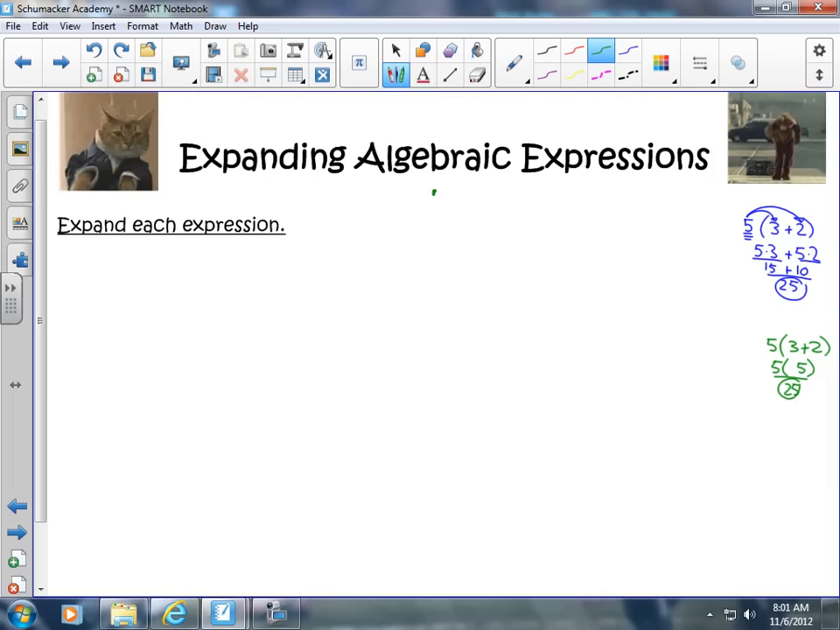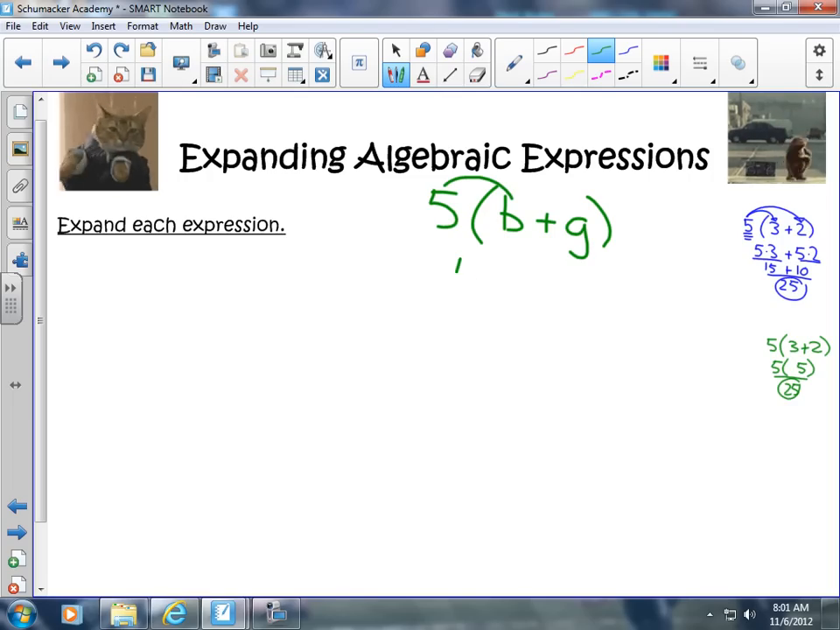What if I'm going to have 5 pieces of candy, and I'm going to give this to the boys and the girls at the party. So let's say I don't know how many boys are going to be here, but I'm going to have this many boys, and I'm going to have this many girls. And I don't know how much of each. Well, what I do know is I'm going to have 5 pieces of candy per boy, and I'm going to have 5 pieces of candy per girl.